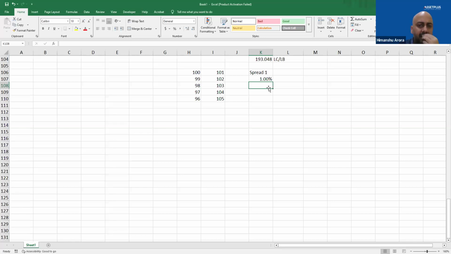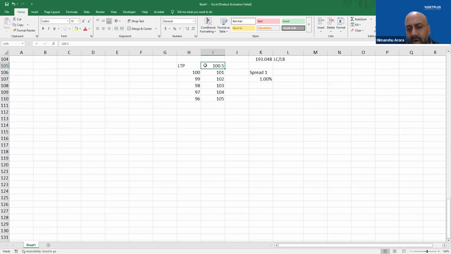Impact cost is basically, the LTP was 100.5. But when you went to buy a trade, the seller was available at 101. So आपको ये stock कितने का मिला? 101 में, right? Everyone understands this, correct?